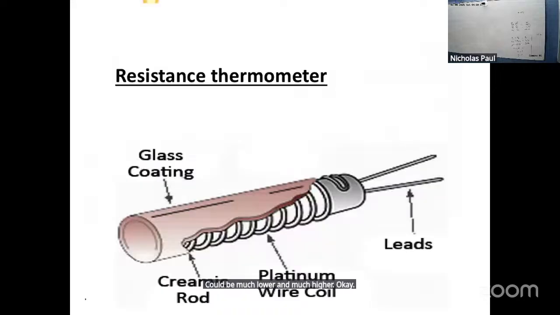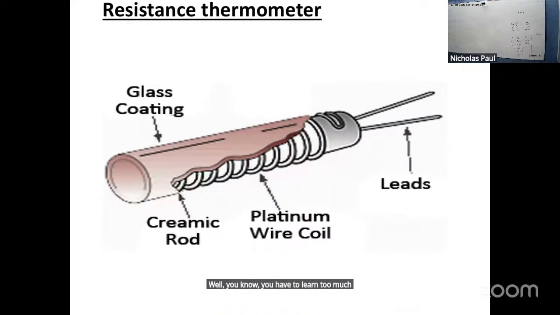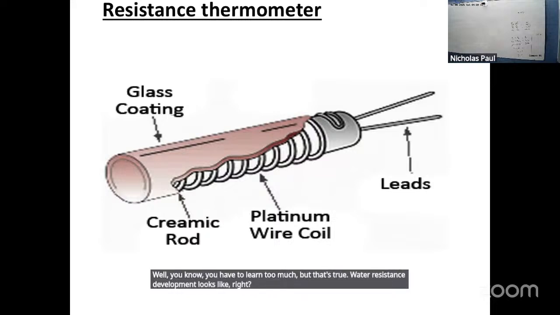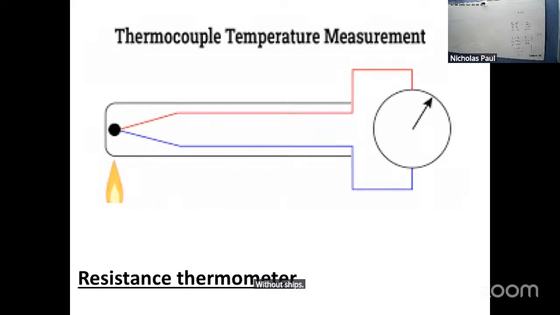You don't have to know this too much, but I'm just showing you what a resistance thermometer looks like. I'll show you more about that.